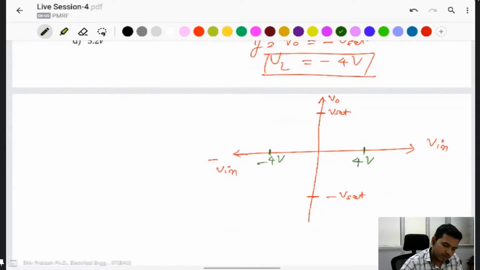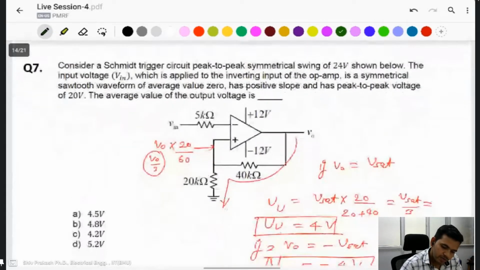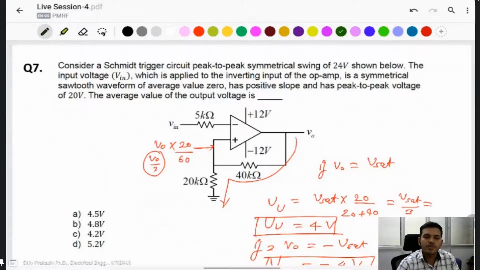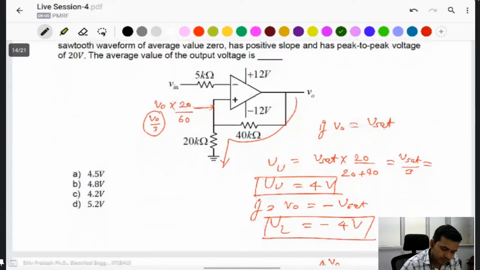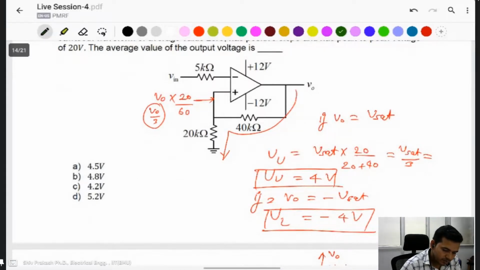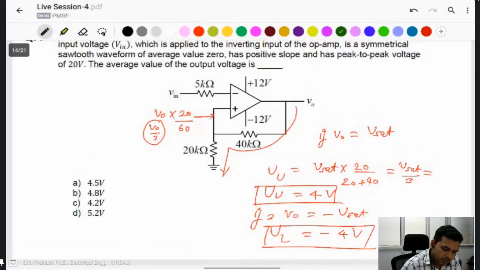So, I think it is a symmetrical sawtooth wave with average value 0. Average value 0 means both negative and positive are present in the waveform. It has only a positive slope, not a negative slope. In a triangular wave, both positive and negative slopes are present, but in a sawtooth wave, the negative slope is not present. Peak to peak is 20 volt.